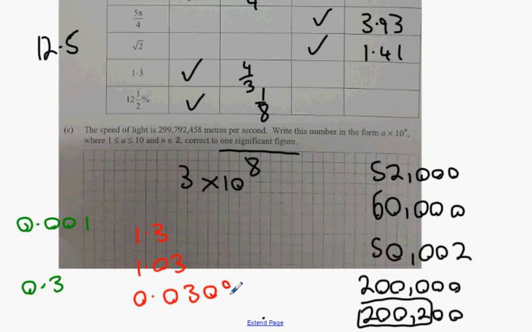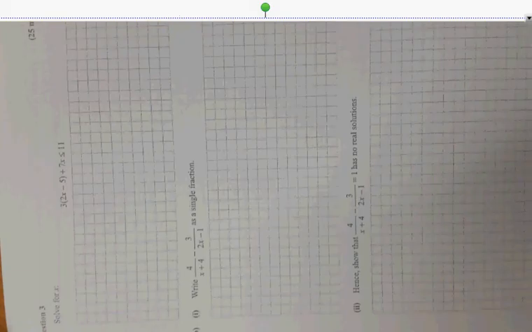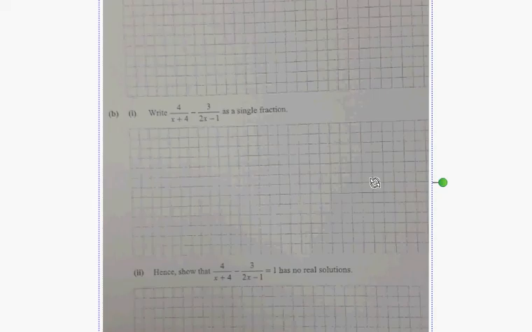Significant figures, they're temperamental. Okay? You just gotta be aware of both types. Okay? Now, this one here, I think this was relatively easy marks for most people. Okay, what time are we at? Okay, we're doing well.